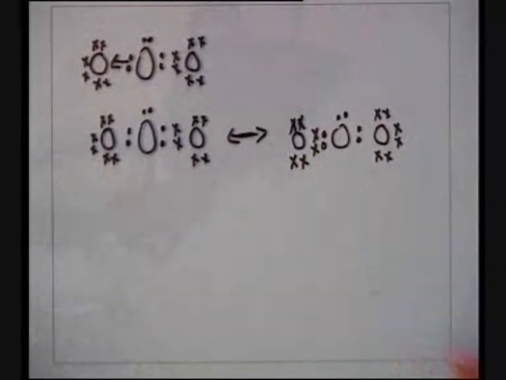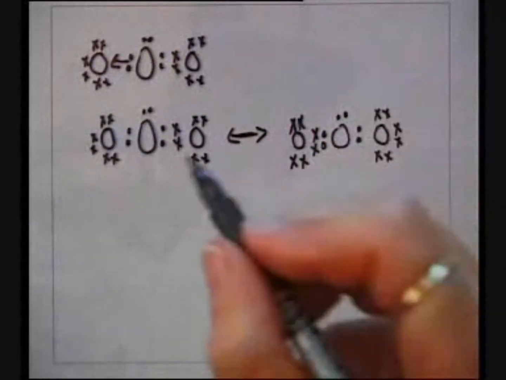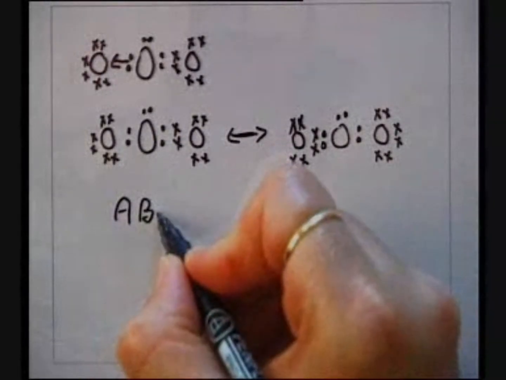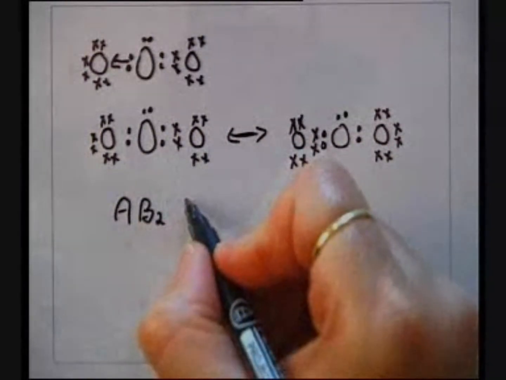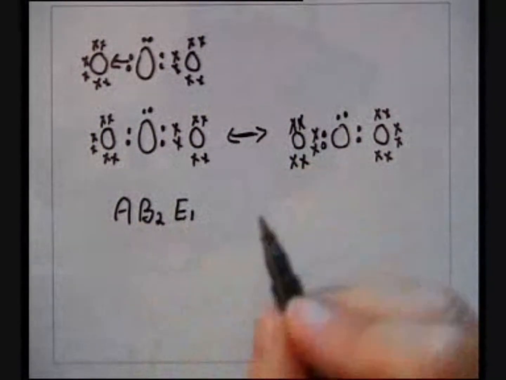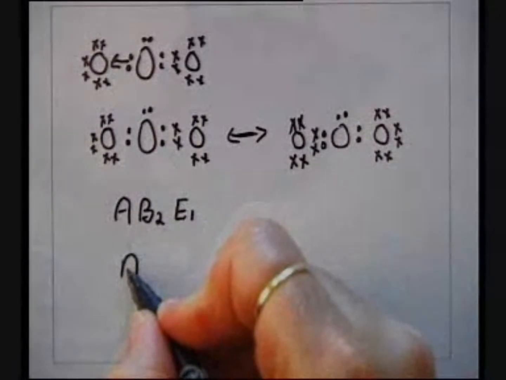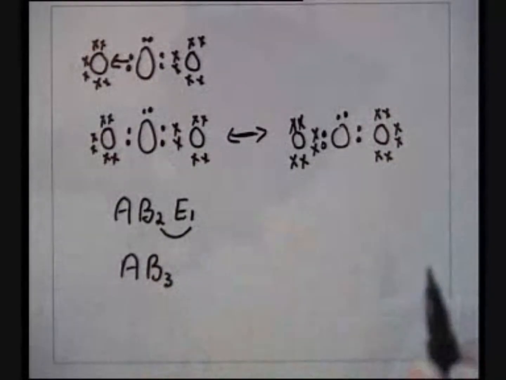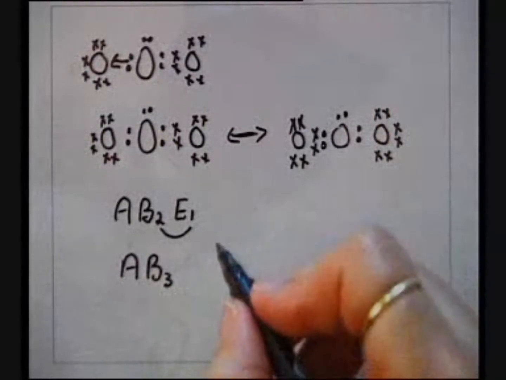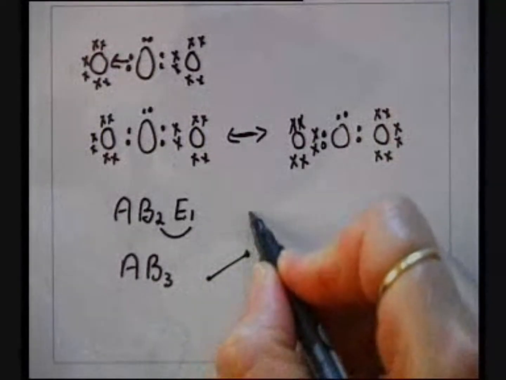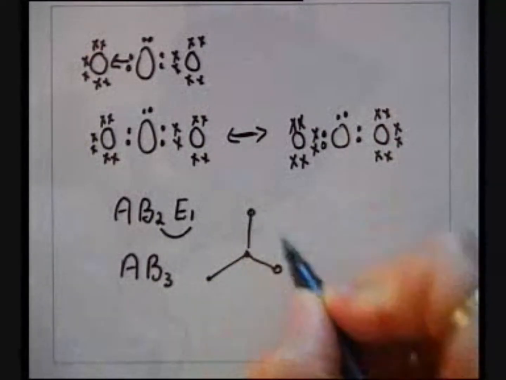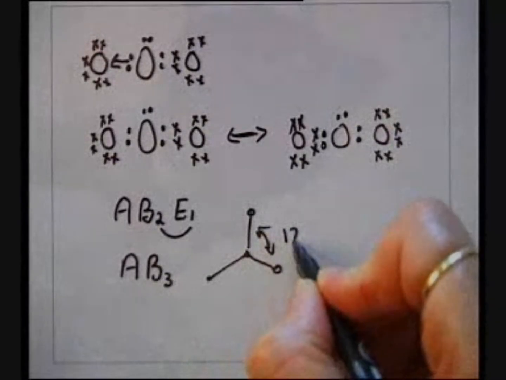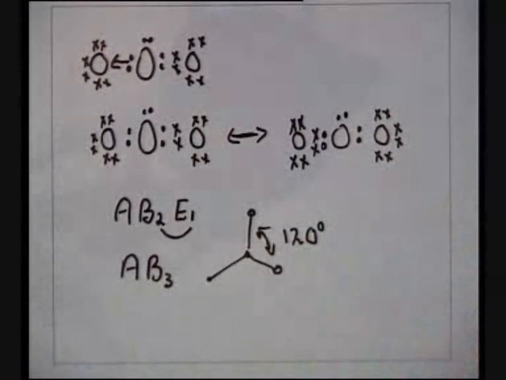When we want to predict the molecular geometry, we think in terms of a central atom A, which is oxygen, two terminal atoms, also oxygen atoms, and one lone pair. So that the electron pair geometry is AB, and then 2 plus 1 gives 3, AB3. Electron pair geometry AB3 will predict a trigonal planar structure. For the perfect trigonal planar structure, we expect bond angles of 120 degrees.